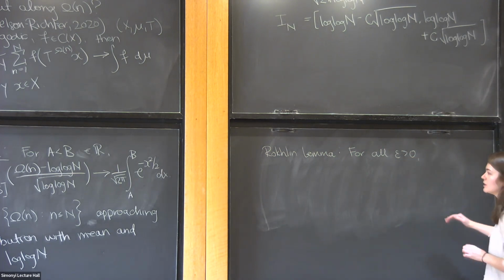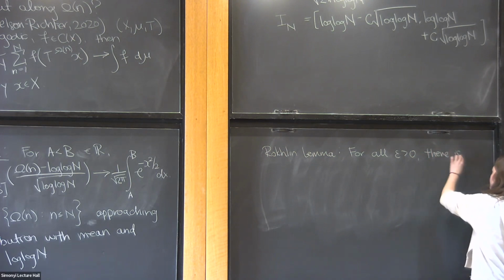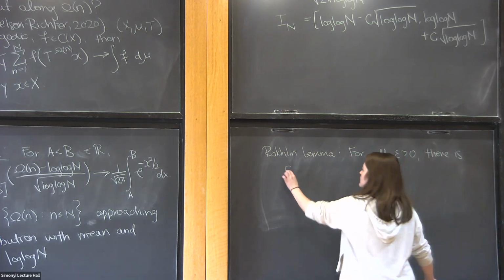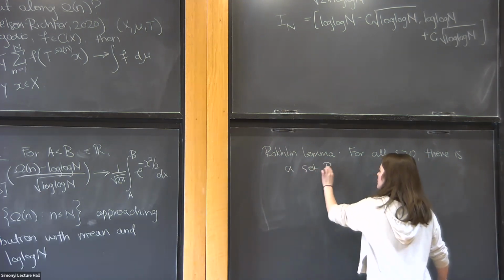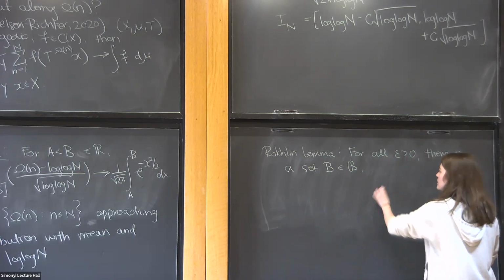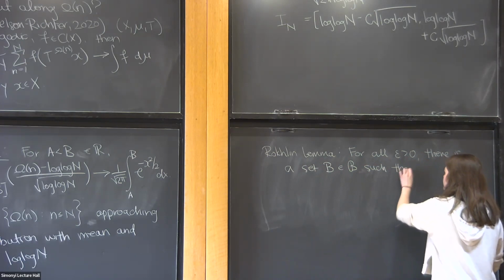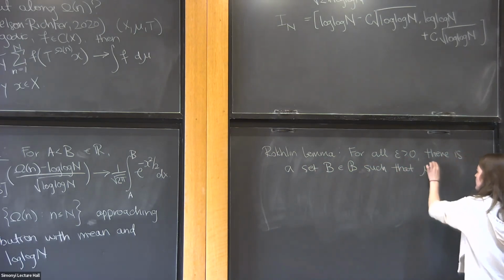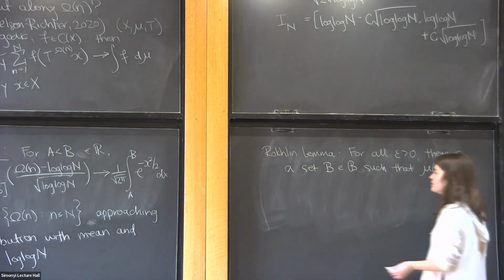Okay, different epsilon here. We're going to use the Rokhlin lemma to construct a measurable set B, such that the following two properties hold. We've got the measure of B to be very small, less than epsilon.